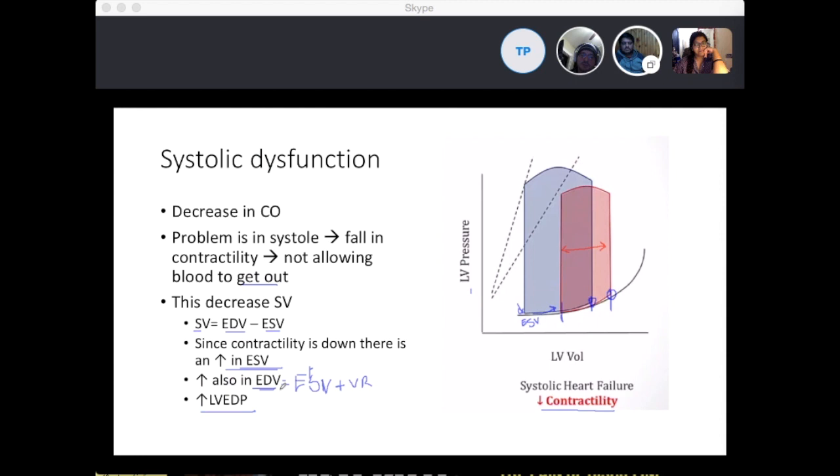Right. Yeah. So since this is going to be high, your end diastolic volume is already going to be high because this is high. And then you still have venous return that's still coming in. So that's why this pressure loop kind of shifts to the right. Does that make sense?